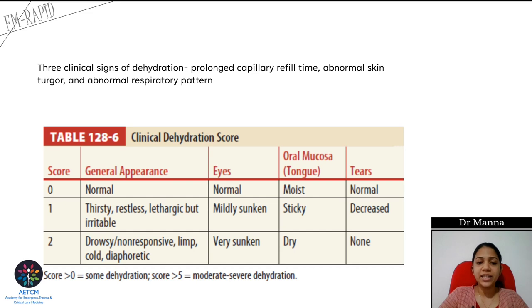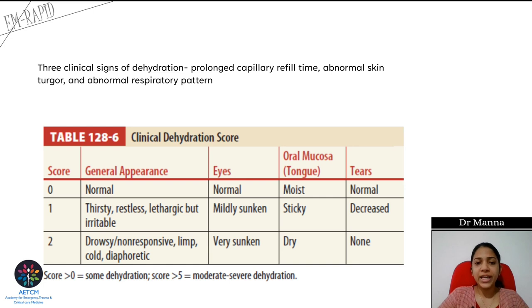And if the child is thirsty, restless, irritable, with sunken eyes, sticky oral mucosa and decreased tears, that can be because of moderate dehydration. And if the child is severely dehydrated, the child can be lethargic, drowsy, peripheries might be cold, and the eyes will be very sunken, oral mucosa will be dry, and there will not be any tears. And such children will be so drowsy that the child will not be able to take any oral feeds given.